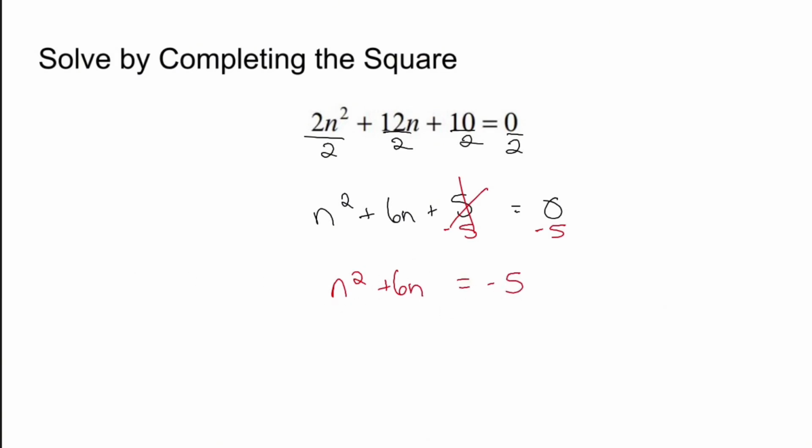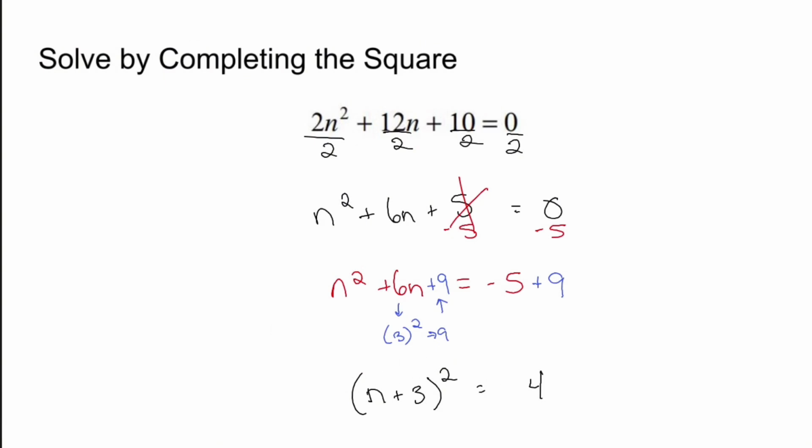Now that we have all those things changed and moved, take half the number in front of n, which is 3, square that, which is 9, and add that to both sides. So plus 9 and plus 9. That leaves us with n squared plus 6n plus 9, which is always going to be a perfect square trinomial. So it factors out quite nicely to that. And that's going to equal negative 5 plus 9, which is 4.